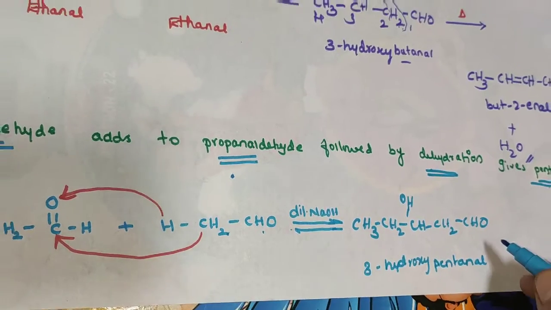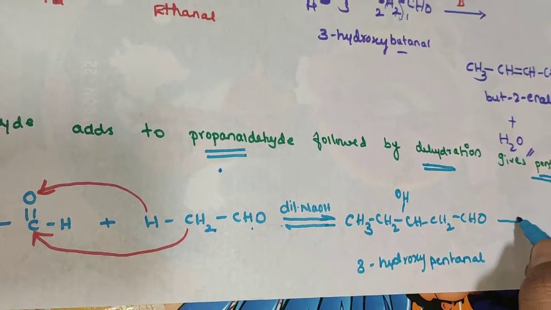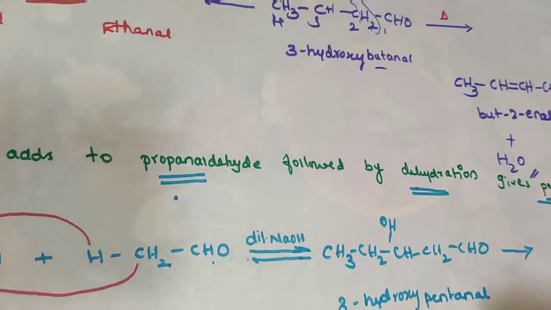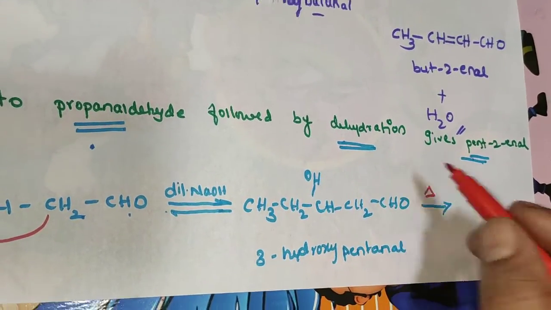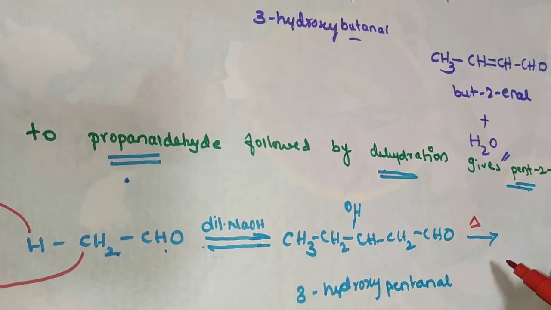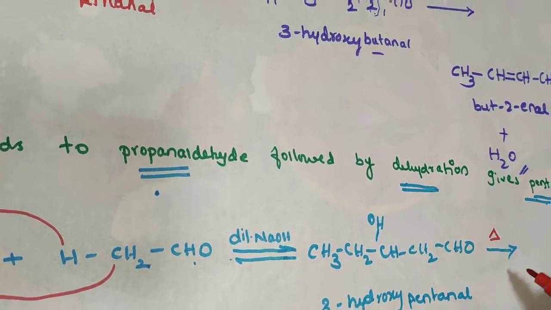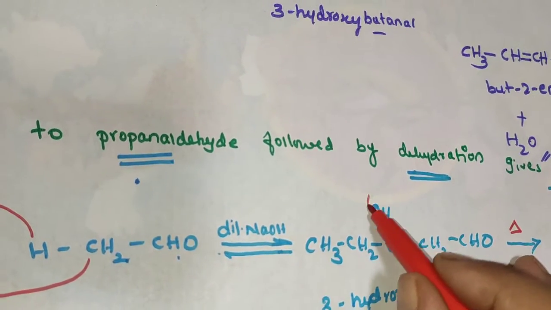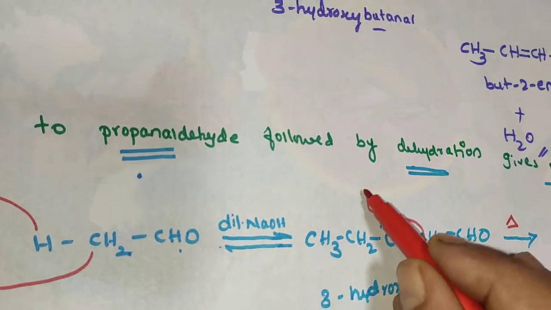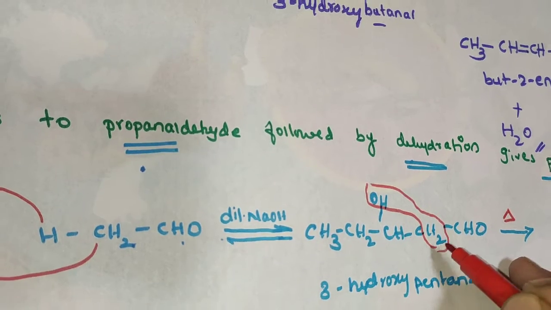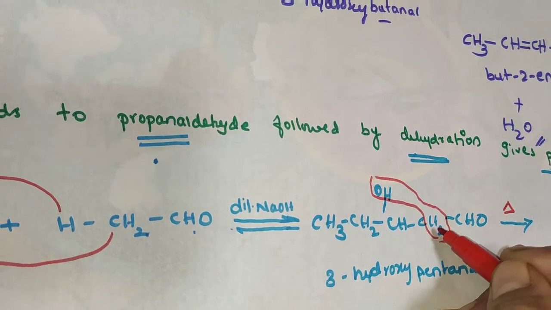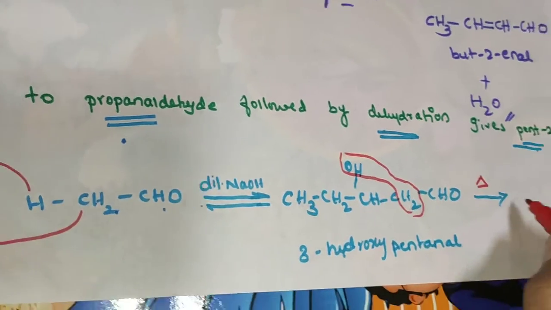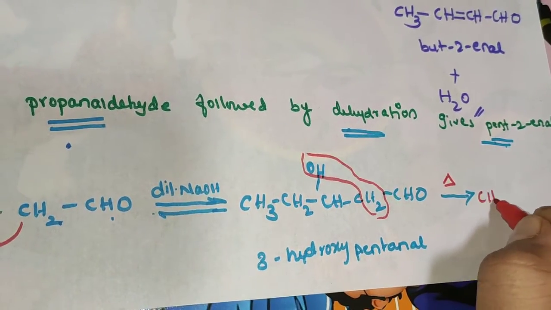Whenever this product is heated, what is the possibility of product formation? There is a dehydration process that is carried out. So the product gives pent-2-enal, meaning the OH group and this H are removed in the formation of H2O. So after removal of one H, it now has only one H.